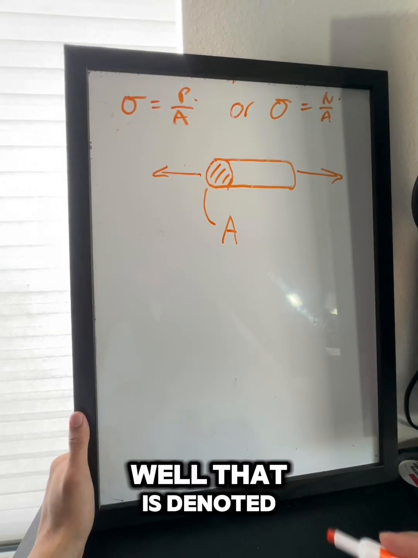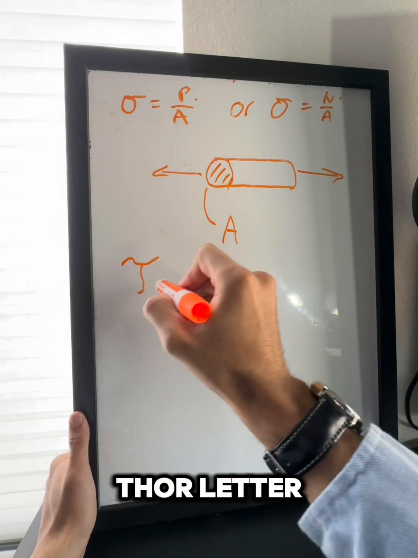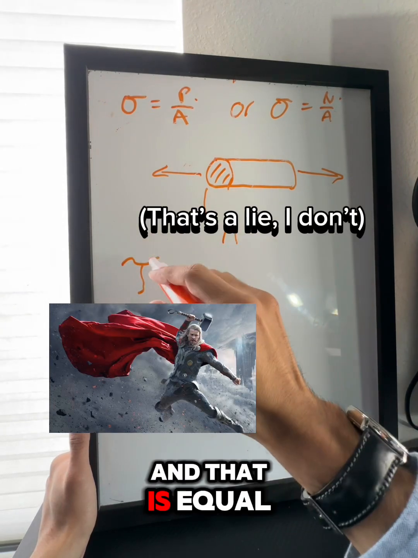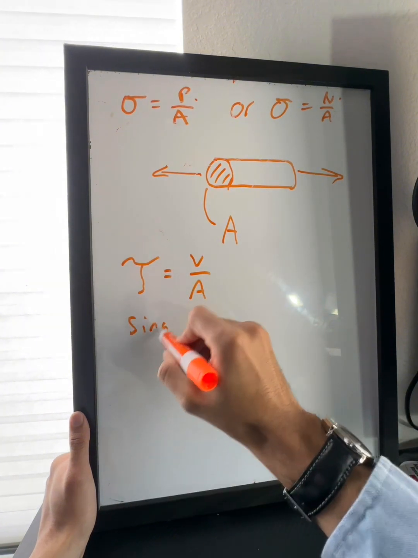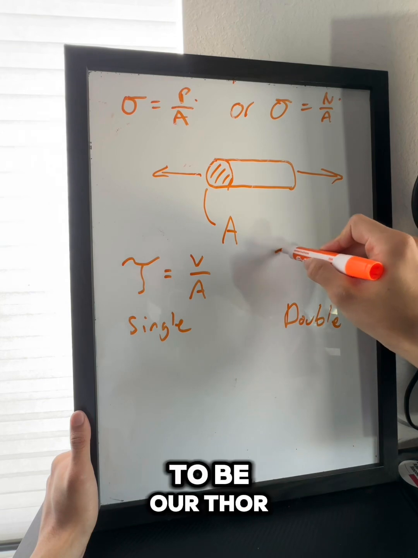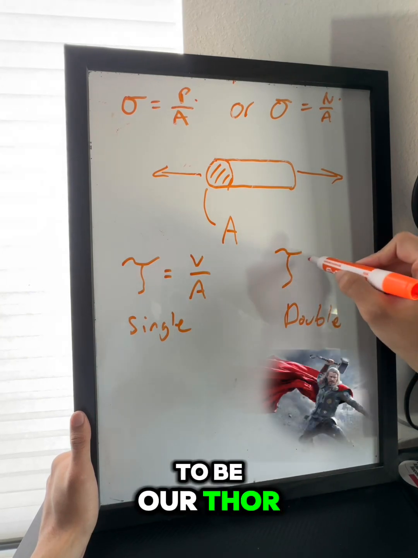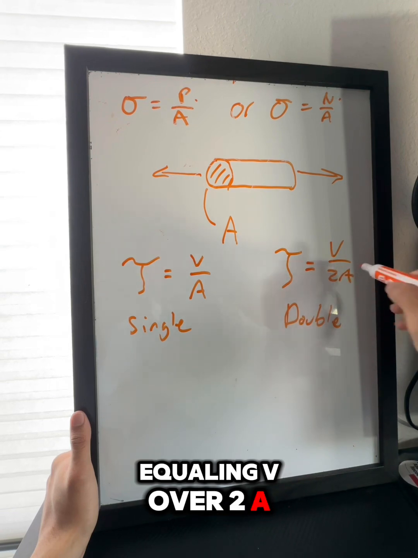Shear stress, well, that is denoted by the Greek letter tau. I call it the Thor letter. And that is equal to V over A for a single shear. And for a double shear, well, that is going to be our tau equaling V over 2A.